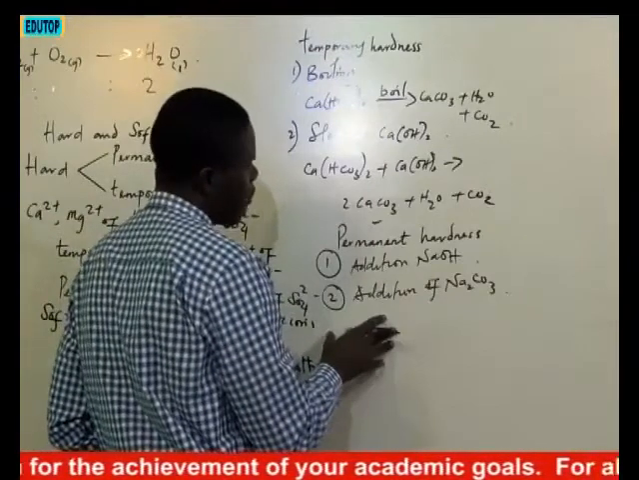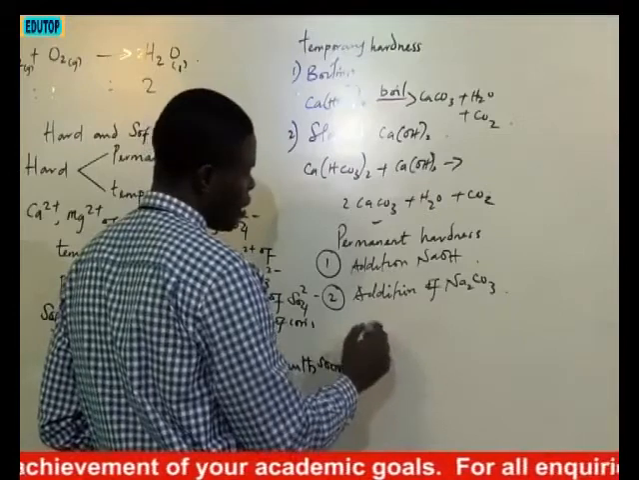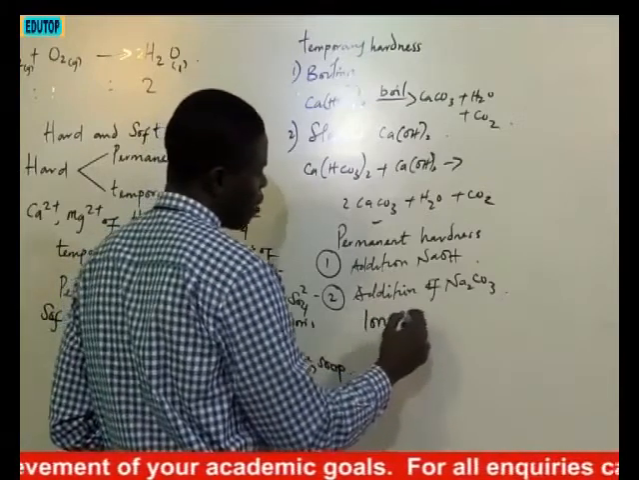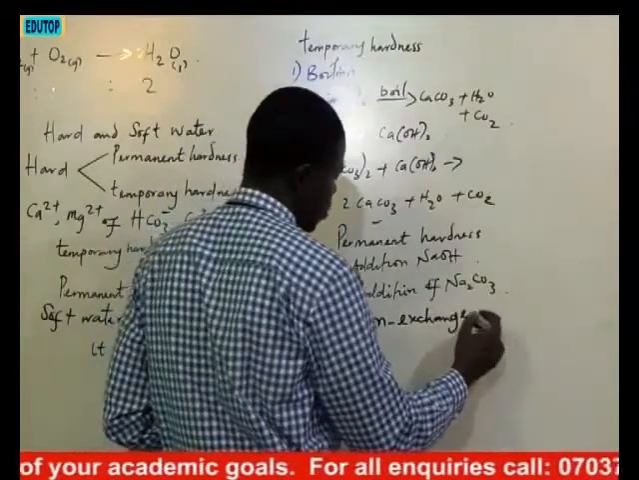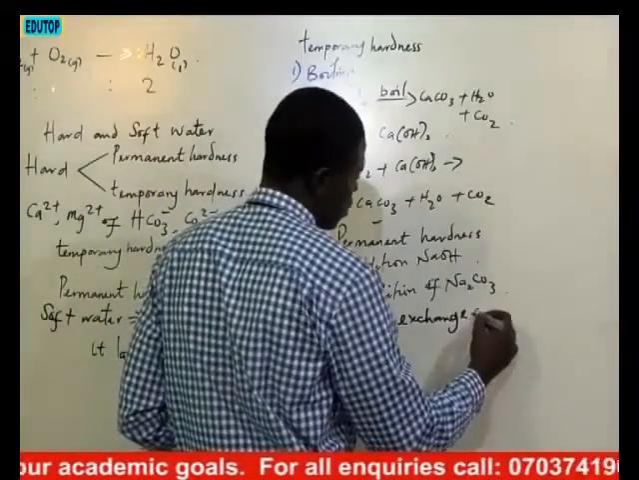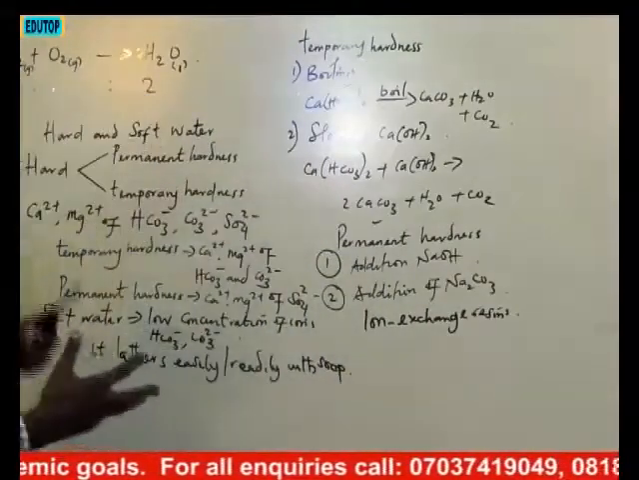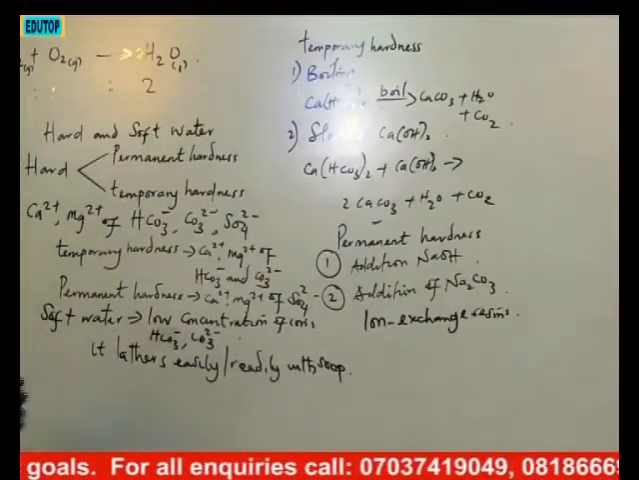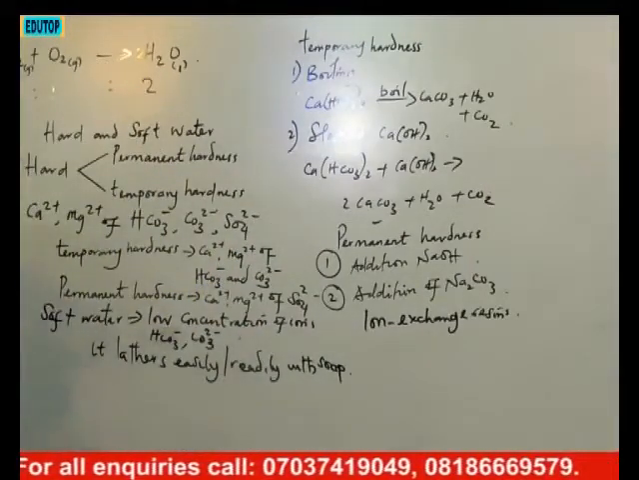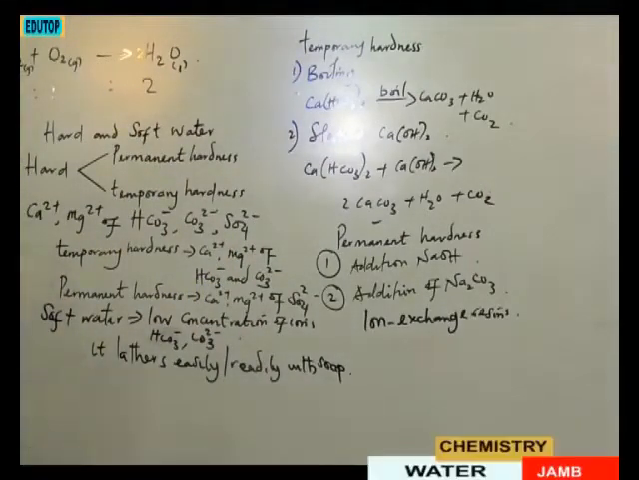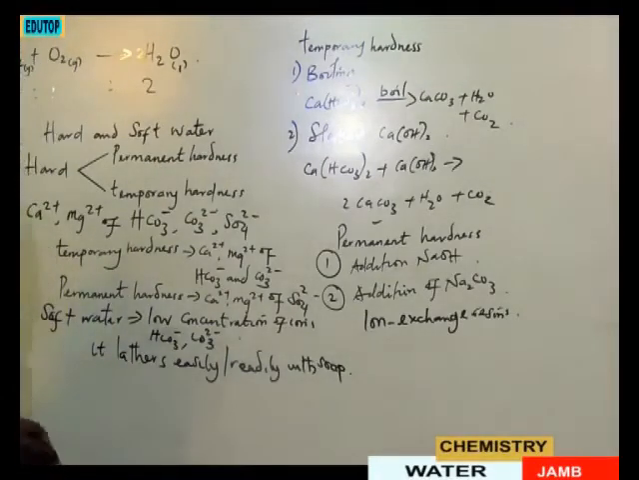Then the one that is the most accurate and is not often used is ion exchange resin. Ion exchange resin can also be used to remove hardness in water, which we ought to have learned. This is just to refresh your memory on what you have learned in your previous lesson. So we have addition of sodium hydroxide, then addition of sodium carbonate.